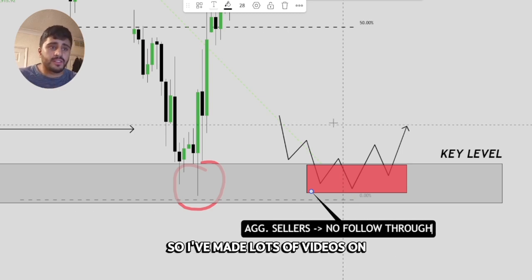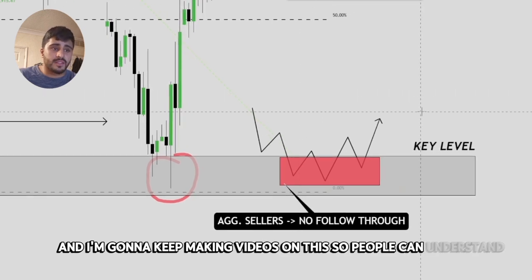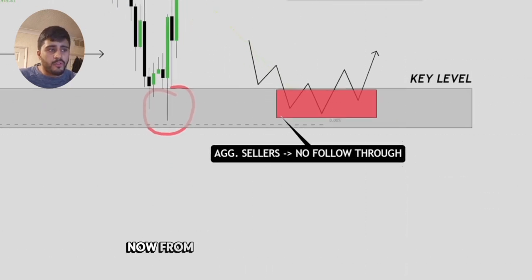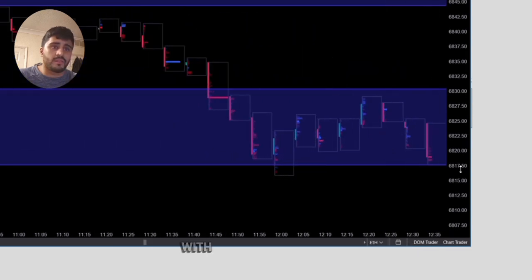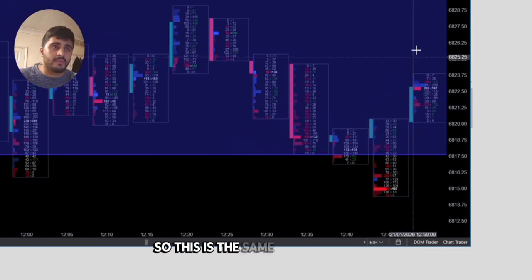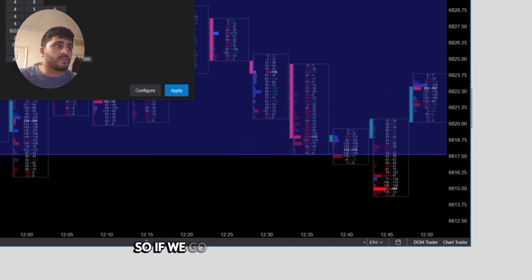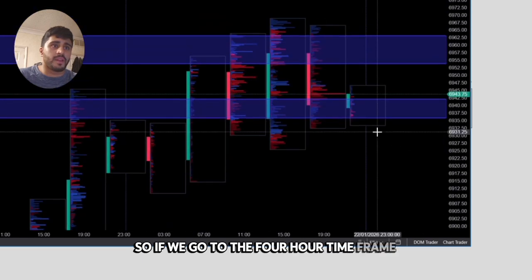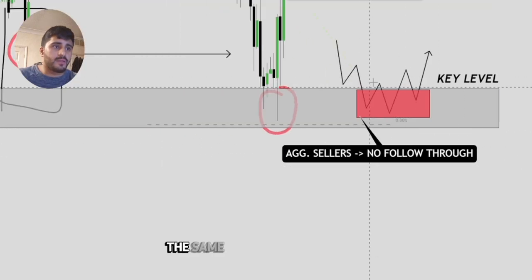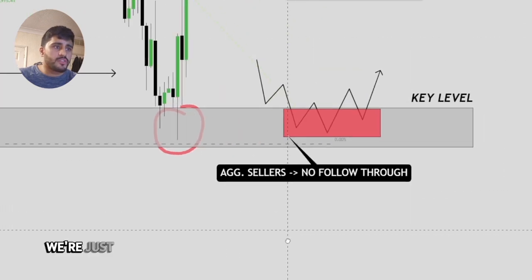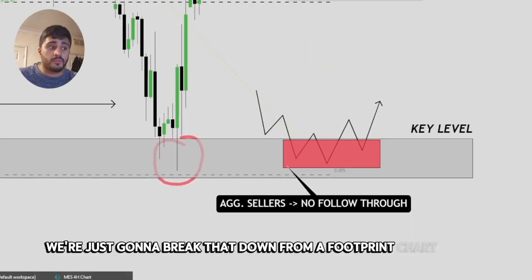I've made lots of videos on this, and I'm going to keep making videos on this so people can understand. Now, from a footprint chart perspective, this is where you want to use higher time frames with footprint charts. This is the same kind of action. If we go to the 4-hour time frame here, we're studying that same reversal we see over here. We're just going to break that down from a footprint chart perspective.